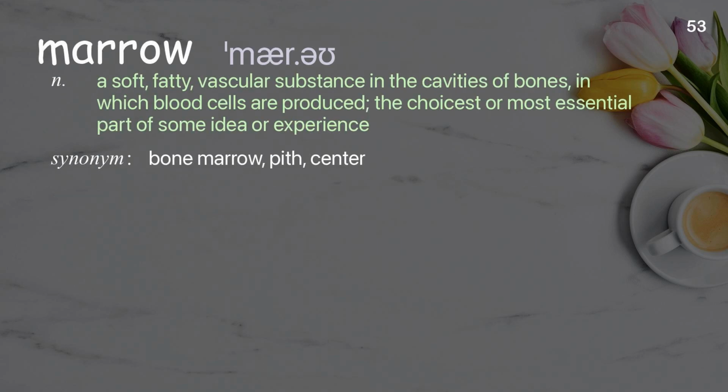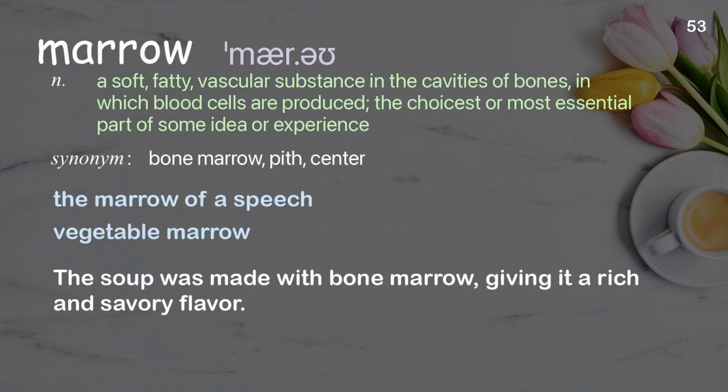Marrow. A soft, fatty, vascular substance in the cavities of bones, in which blood cells are produced, the choicest or most essential part of some idea or experience. Examples: The marrow of a speech. Vegetable marrow. The soup was made with bone marrow, giving it a rich and savory flavor.